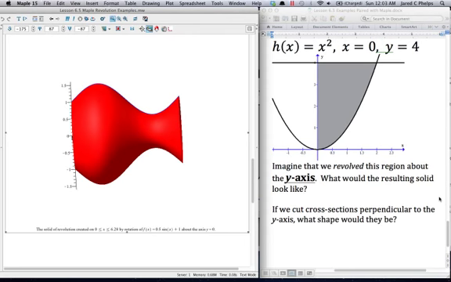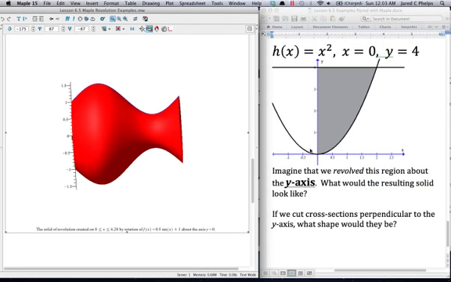So the region you should have found is this guy, right? First of all, you've got x squared here. You've got y equals 4, the horizontal line here. You've got x equals 0, that's the y-axis. And since I said it's in the first quadrant, you know you're looking at this region here.